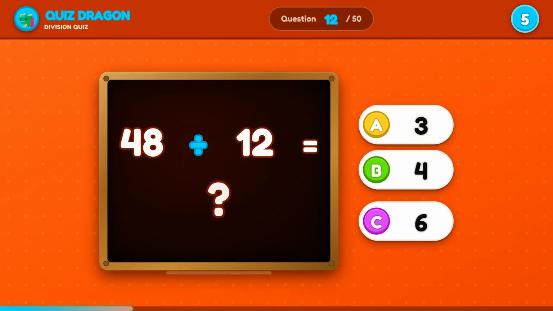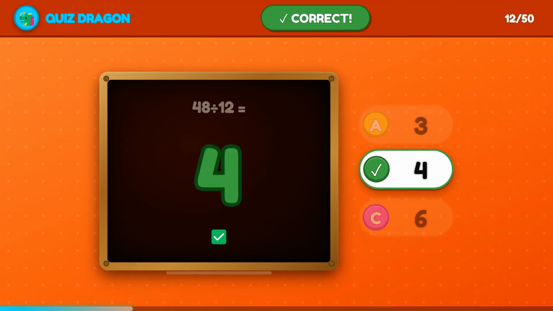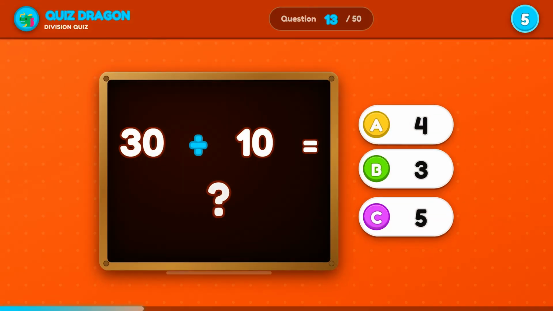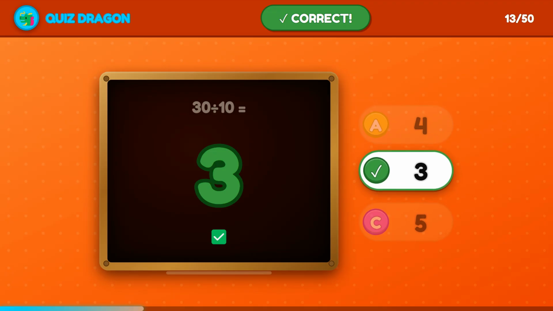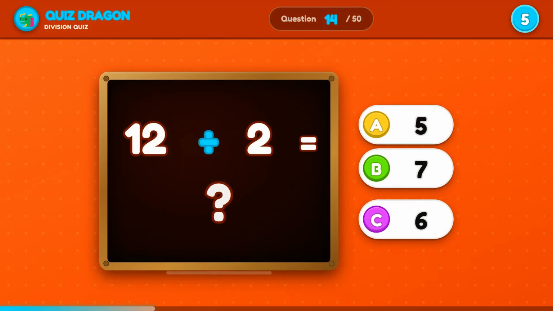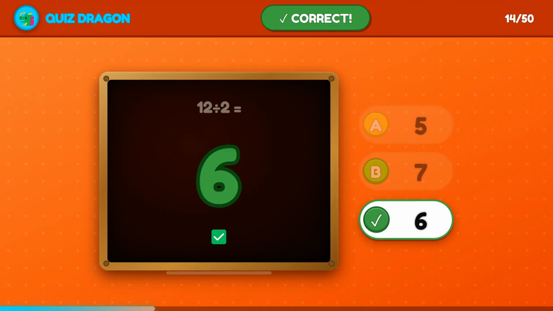Question 12. What is 48 divided by 12? The correct answer is B, 4. Question 13. What is 30 divided by 10? The correct answer is B, 3. Question 14. What is 12 divided by 2? The correct answer is C, 6.